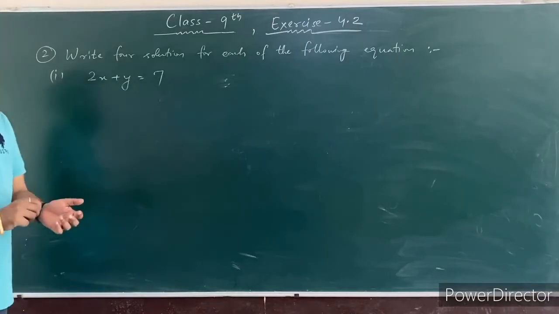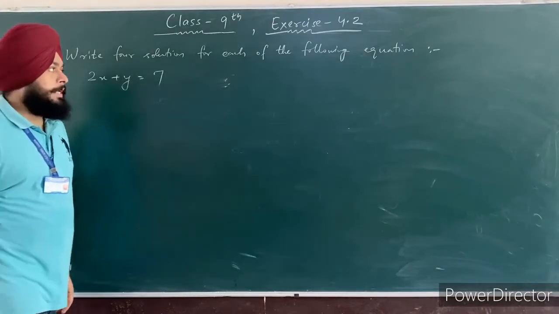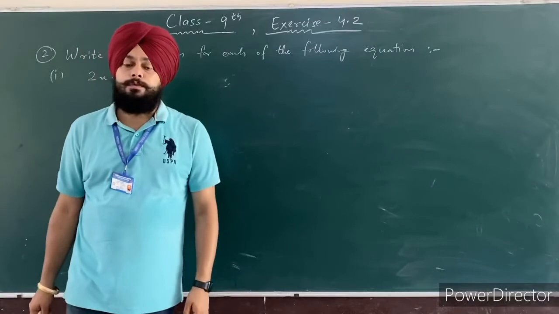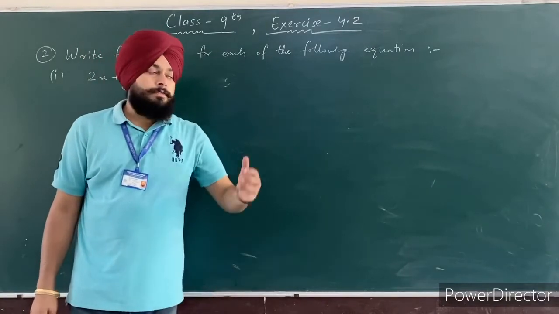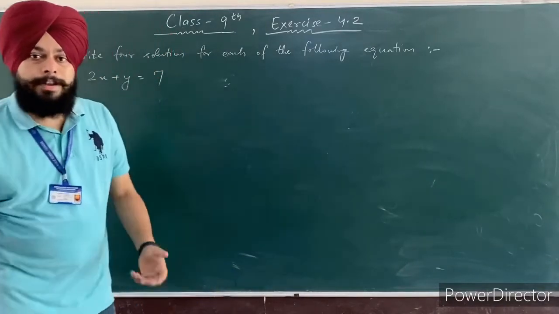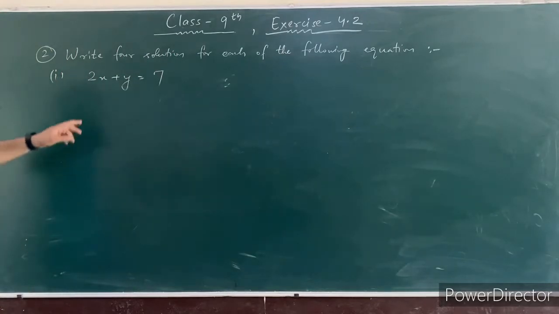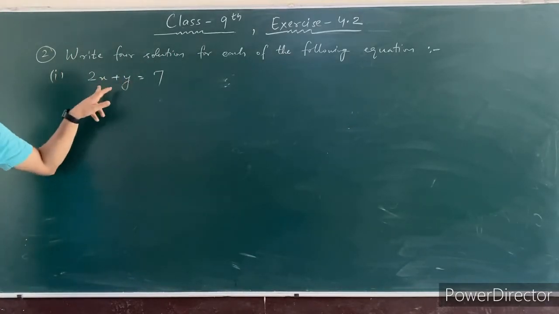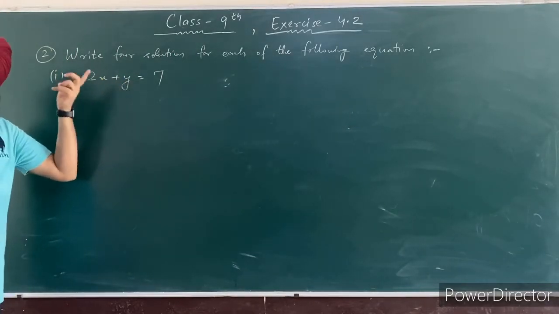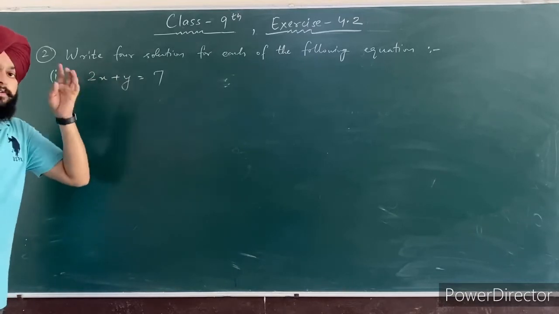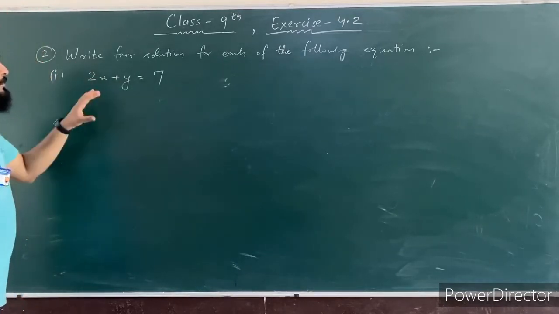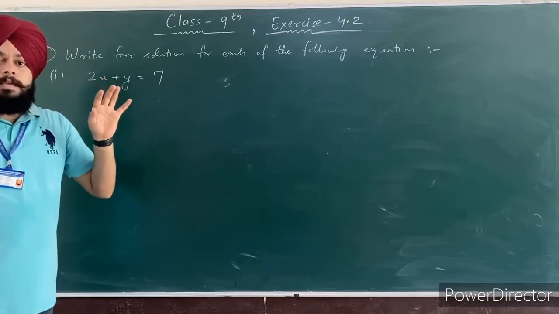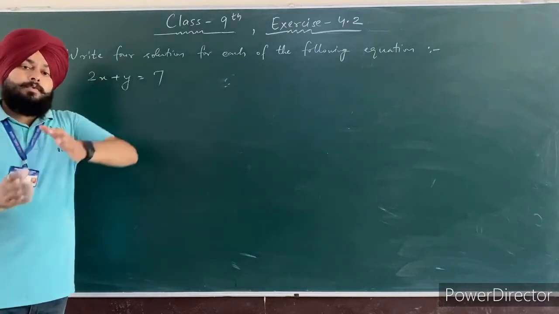Next, question number 2. Write 4 solutions for each of the following equations. Write 4 solutions, or you can say 4 zeros or values. Clear? So there is a linear equation in two variables given. We have to find 4 solutions of this equation, and the 4 solutions can be any. ये नहीं कि तुझे fix solutions find करने हैं, कोई भी find कर सकते हो.